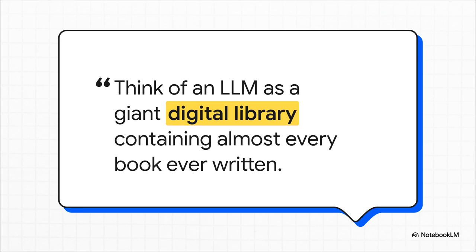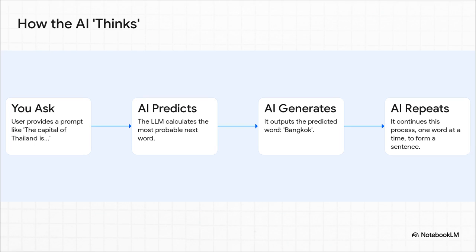Probably the best way to picture an LLM is to think of it like a giant digital library. I mean, imagine it's read a huge chunk of the public internet, all the books, all the articles, all the websites. All of that knowledge is packed inside, forming its brain. So at its very core, it's basically a super-powered prediction machine.